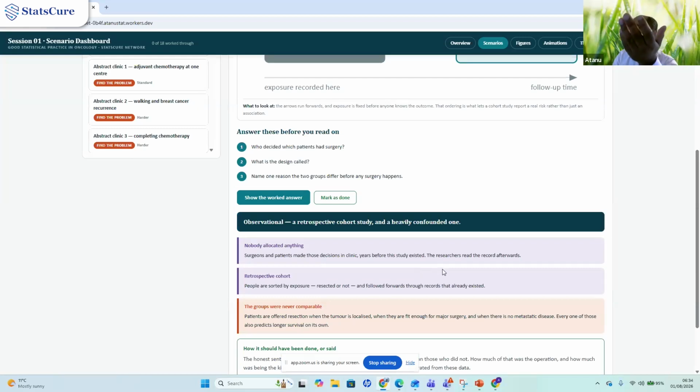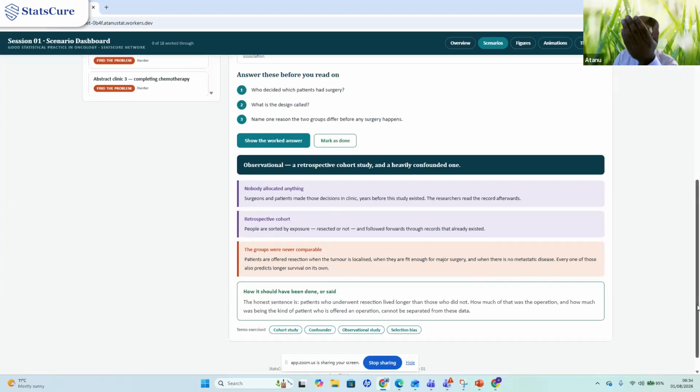And then what is the design called? It is a retrospective study design. And name one reason the two groups differed before any surgery happened. These patient groups were never comparable. Patients are offered resection when the tumor is localized, when they are fit enough for major surgery, and when there is no metastasis. Every one of these also predicts longer survival as usual. How should it have been done or said?